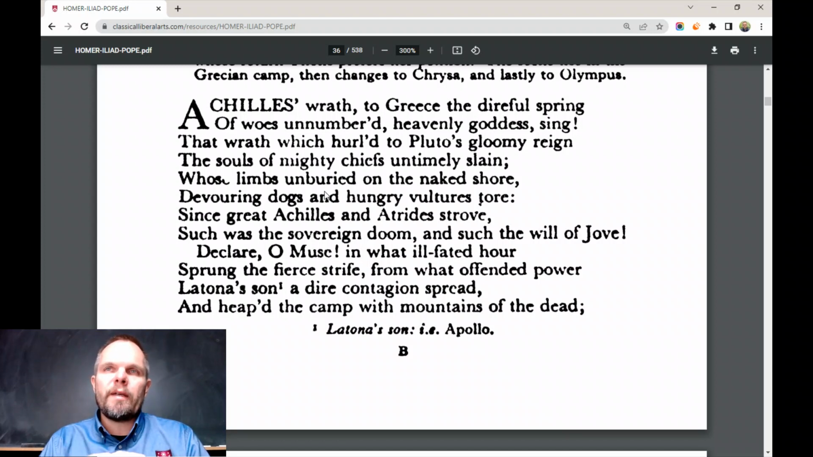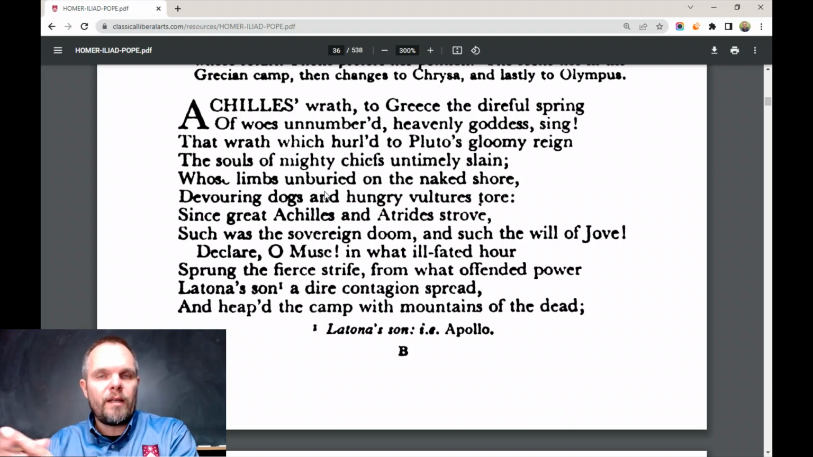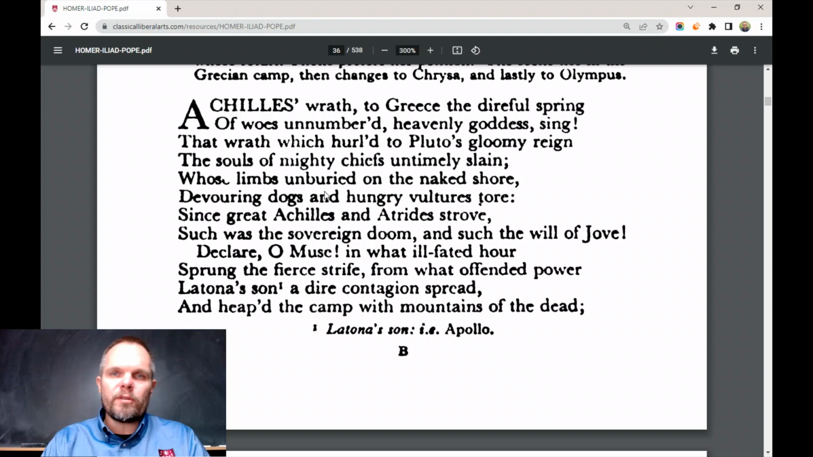In English, we have iambic pentameter as the epic meter of the English language, whereas in Greek and Latin we have a different meter. It's called dactylic hexameter. So take iambic pentameter: 5 measures in each line of iambic feet. And in Greek and Latin, we have what's called dactylic hexameter.